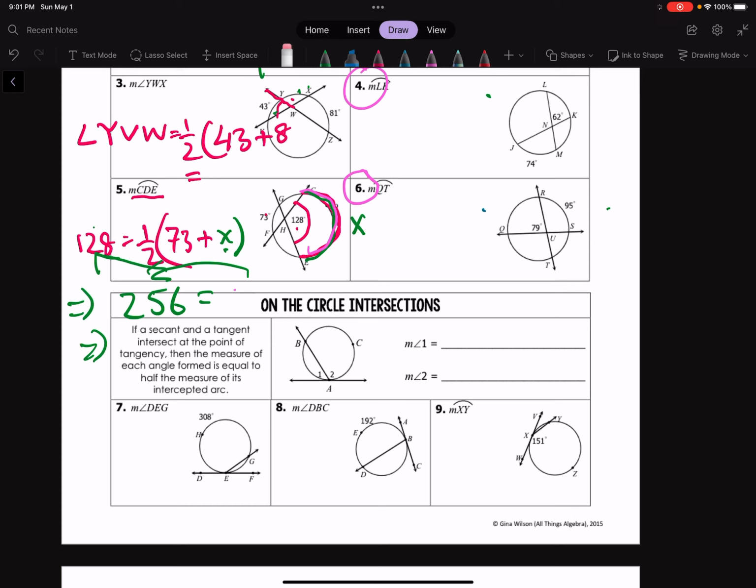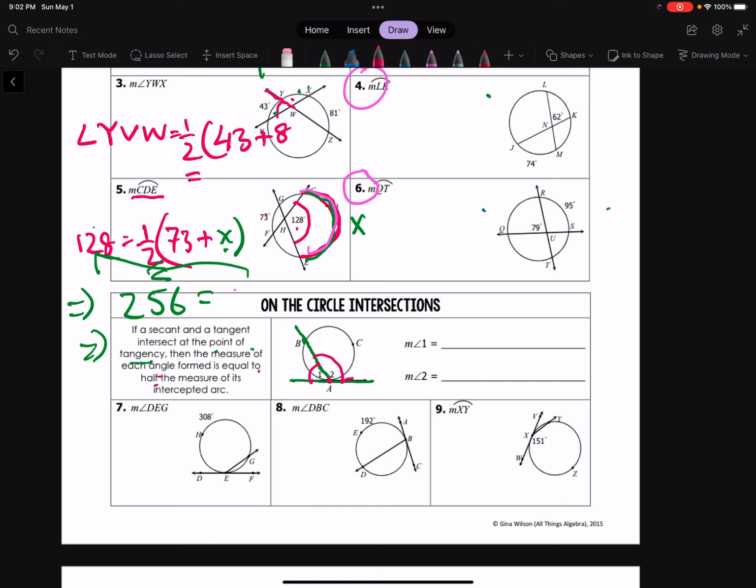So I'm showing you the other one, called the circle intersection. What is that? It tells that if a secant, you see a secant that is touching in 2 points, and a tangent, intersect at a point of tangency, that is the point of tangency, then the measure of each angle formed, let's say this is 1 and this is 2, is equal to half the measure of its intercepted arc.